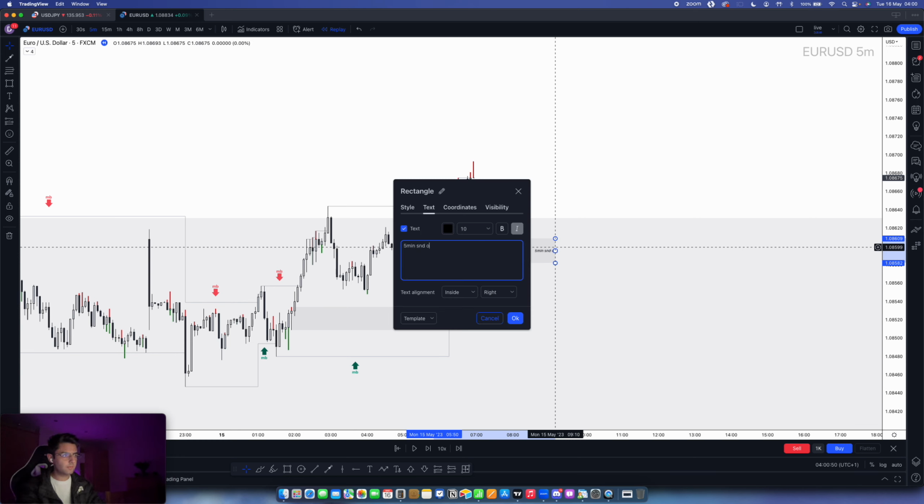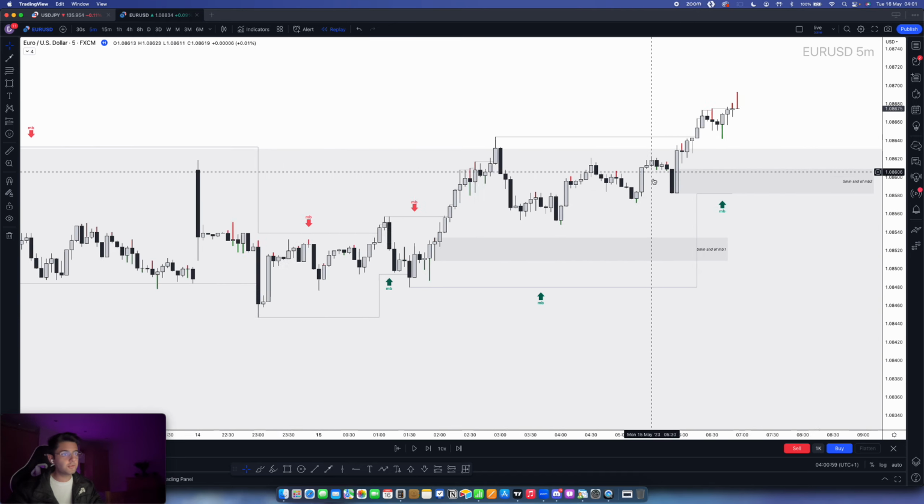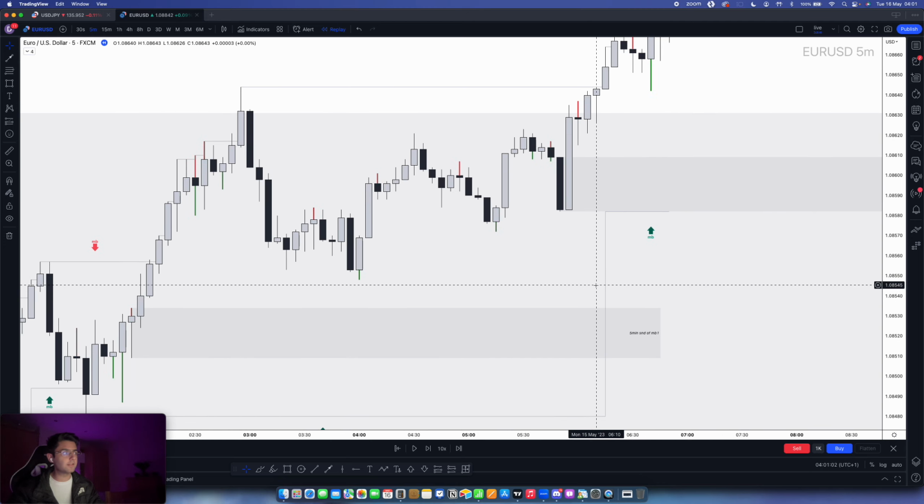But this is also, if we track price here and look at what price is doing, price pushed up, pulled back a tiny bit here, and then pushed up again. Let me zoom in so I can show you guys a bit further what I'm looking at here.